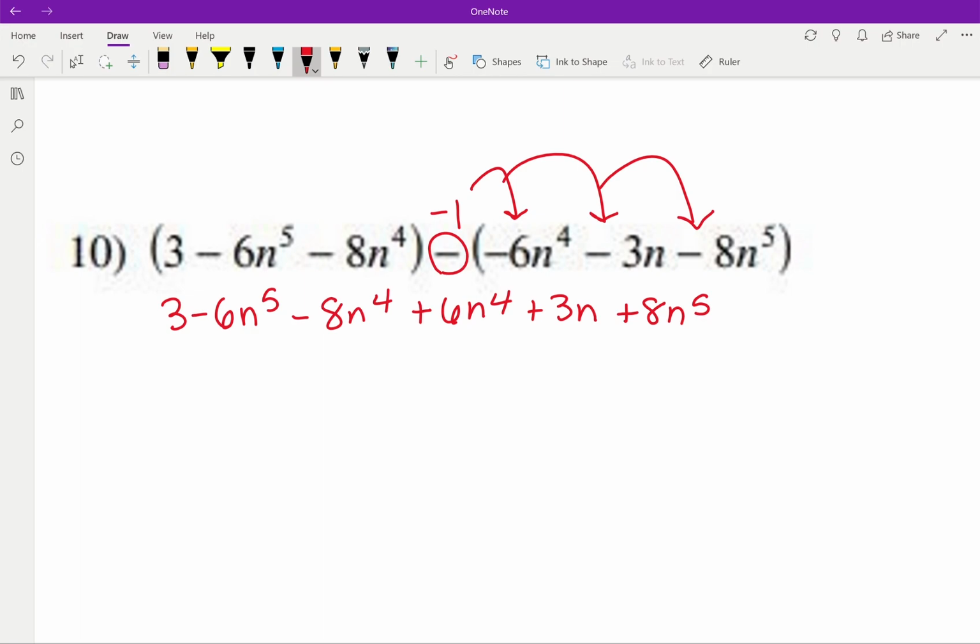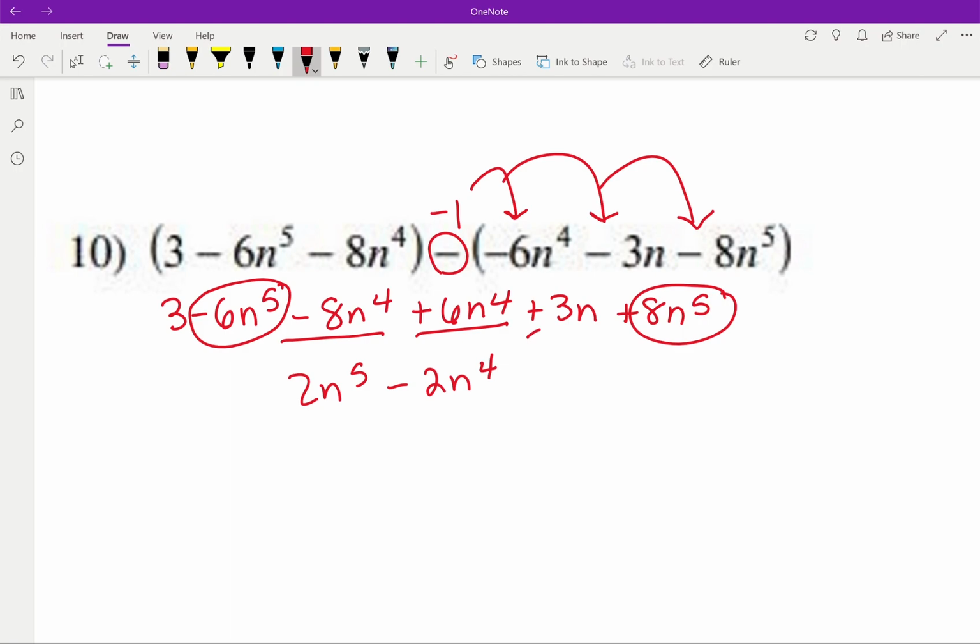Now I combine like terms. So I have negative 6n to the 5th and 8n to the 5th. That becomes 2n to the 5th. Then I have negative 8n to the 4th and positive 6n to the 4th, which becomes negative 2n to the 4th. 3n is all by itself, so plus 3n. And this 3 is all by itself, so plus 3.